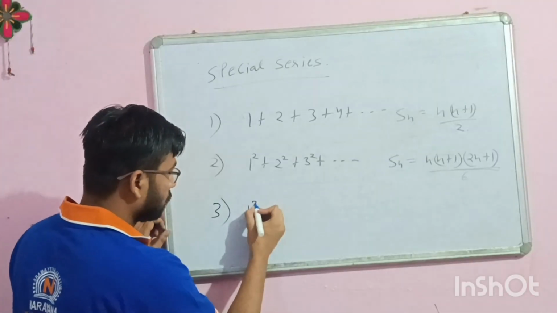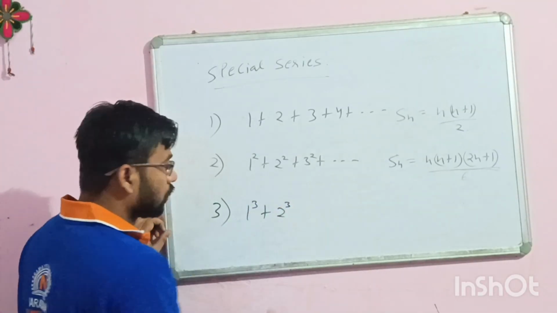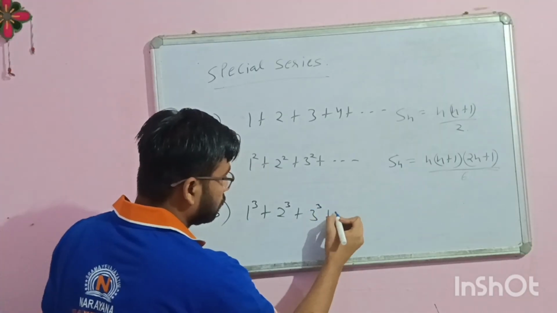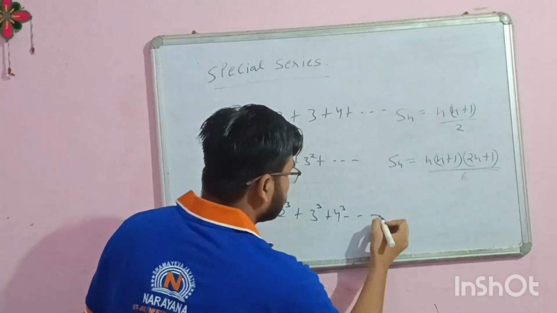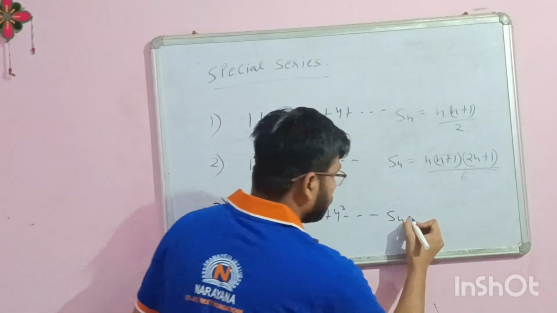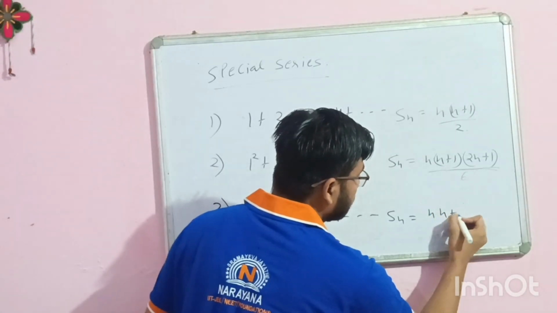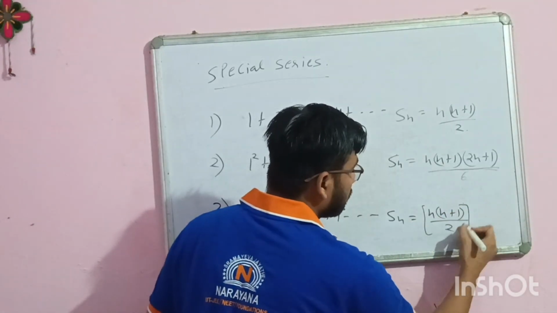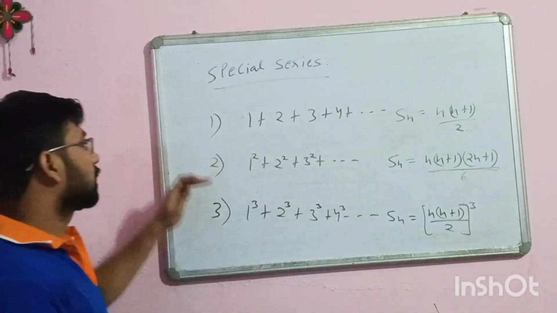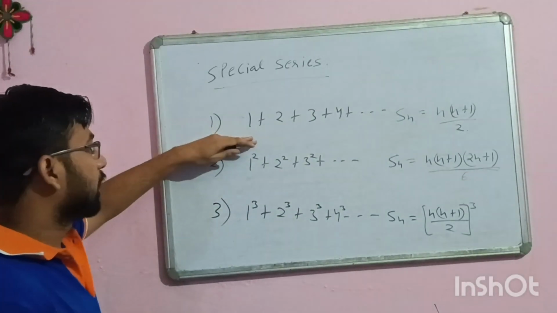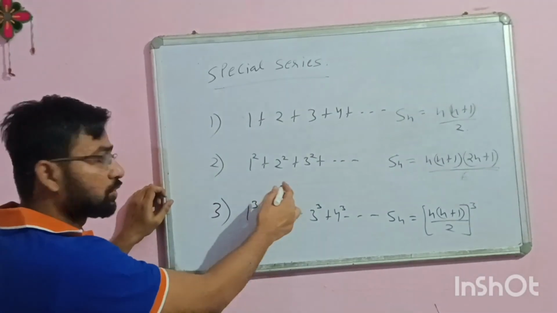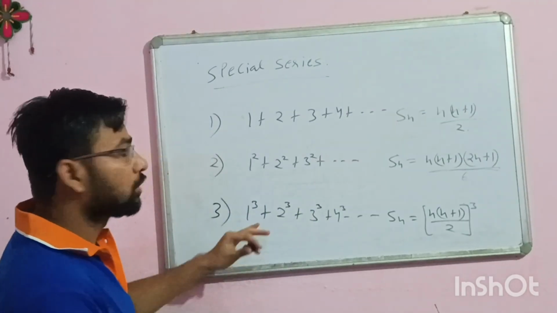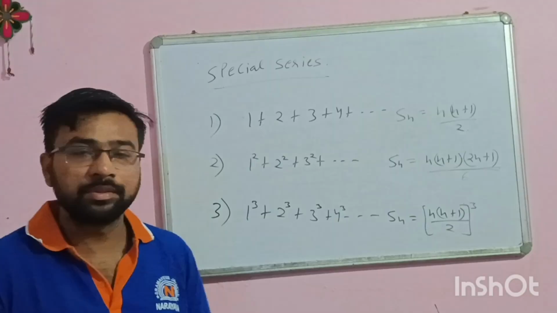Third is the sum of cubes of n natural numbers. This is equal to n times n plus 1 by 2, to the power 2. So these are the formulas to calculate the sum of n natural numbers, the sum of squares of n natural numbers, and the sum of cubes of n natural numbers. So this is all about AP, GP and HP.